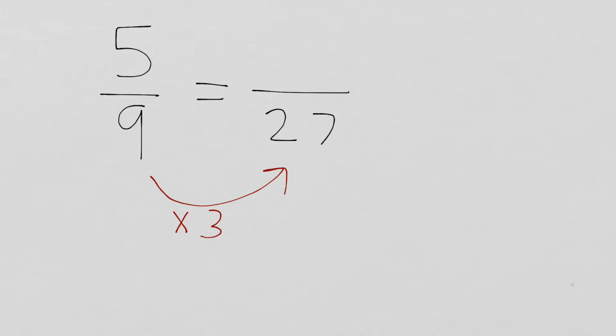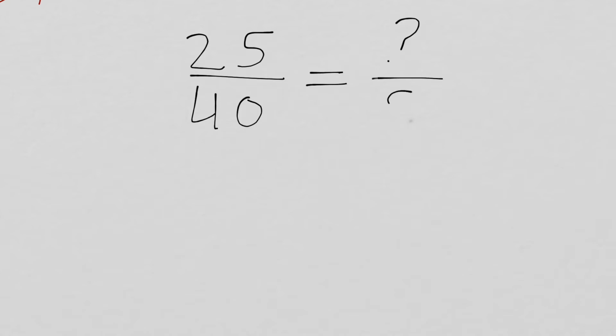So if we multiply 5 times 3, we will get our equivalent fraction. And our equivalent fraction ends up being 15/27. And not only can we do it this way, but we can also go the other way.